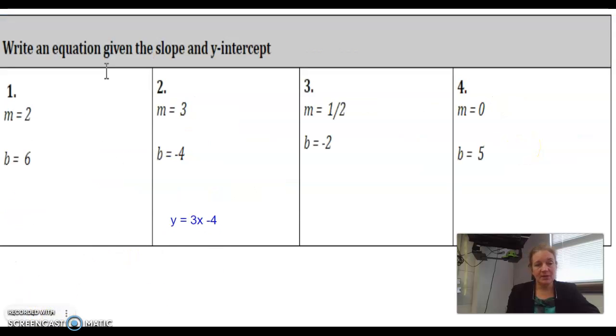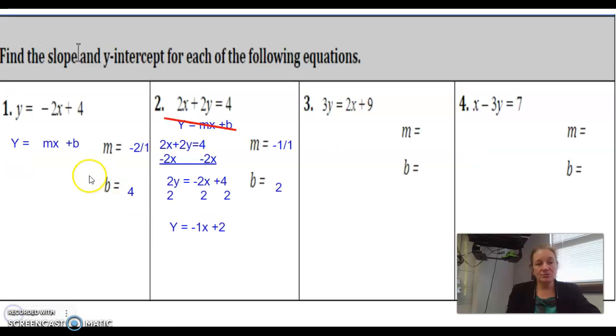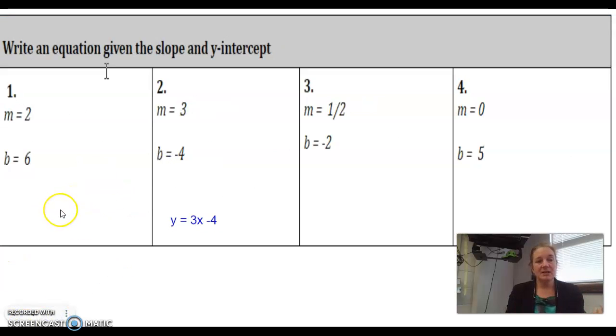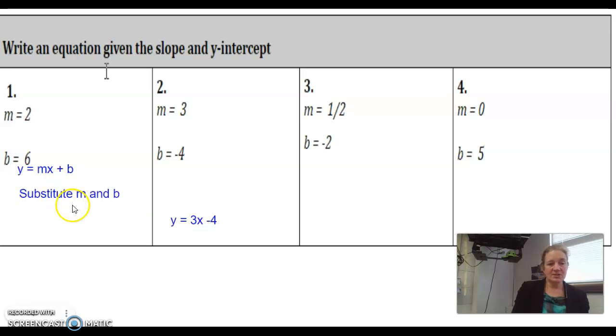Okay, next one. So we figured out how to look at my equation and pull out my m and my b. Now I'm going to go the other way. If I tell you m and b, how do I write my equation? Easy. y equals mx plus b. I'm just going to substitute the m and b in. They tell me m is 2, I put 2 in where the m is. They tell me b is 6, I put 6 in where the b is, and I'm done.